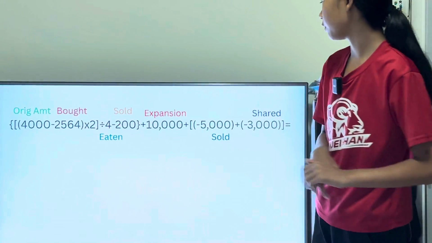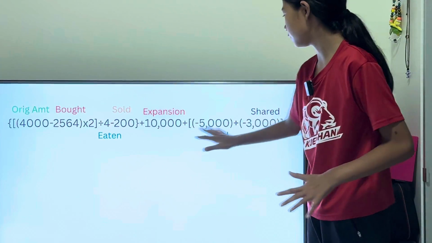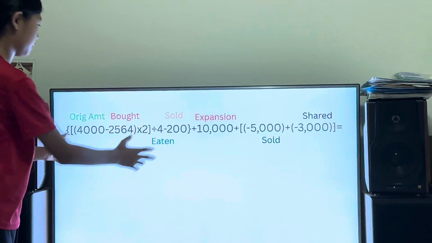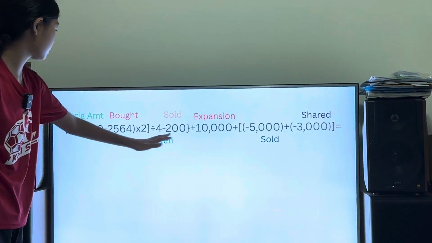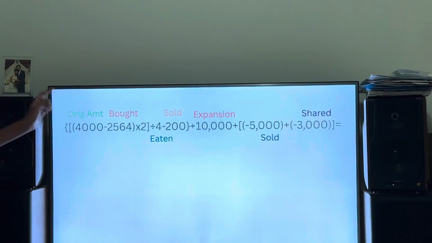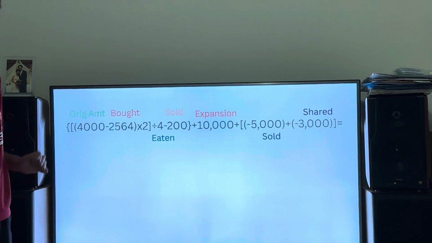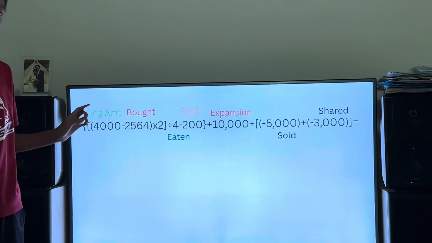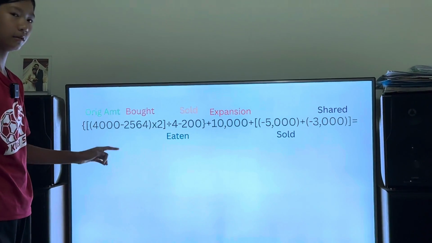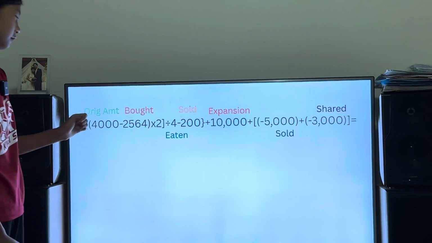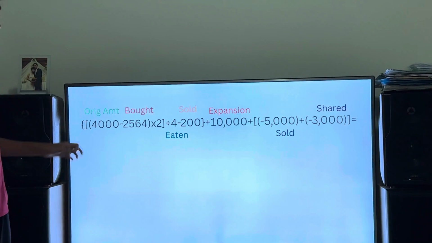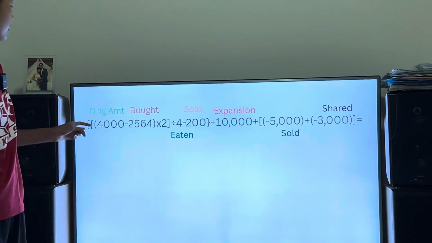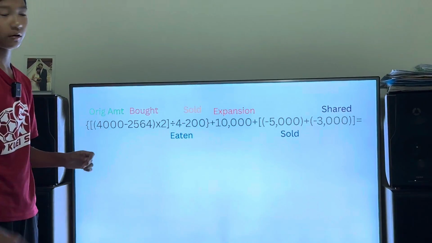So here we're going to be simplifying and breaking down these first few parentheses parts. This is the first part, his original amount, as you can see, the 4,000 apples in the very first part of the story. Here, he had his original amount, and the campaign bought this amount of the apples, 2,564 apples. And here, times 2, because you remember with that money, he used that to double his amount of apples.